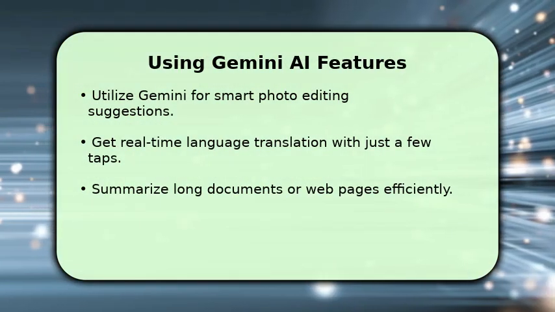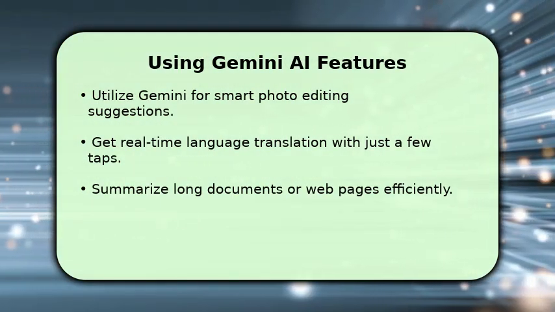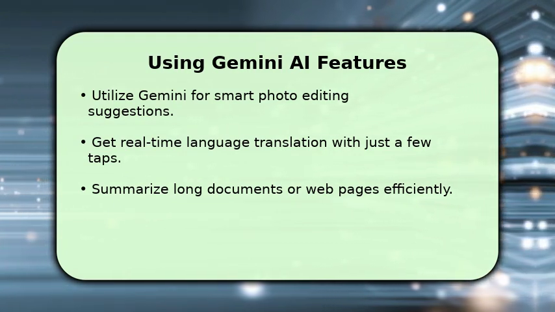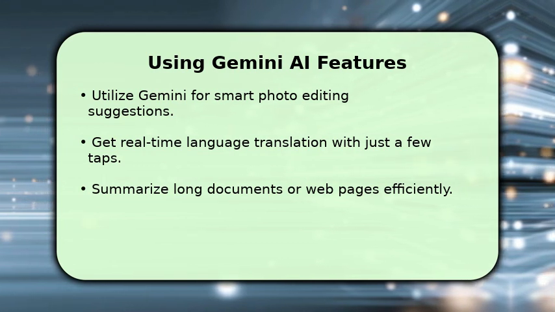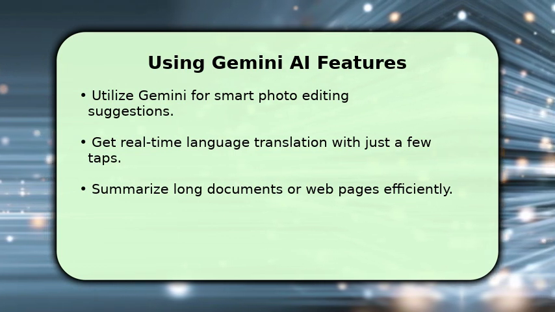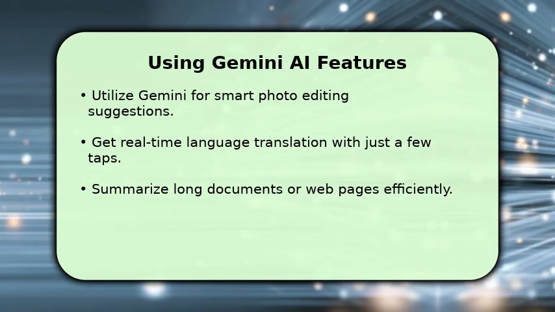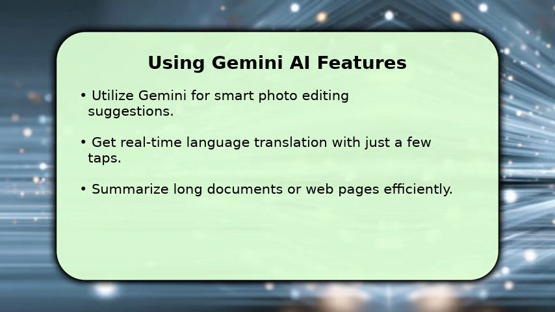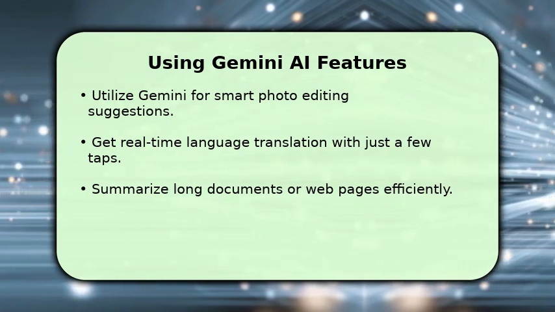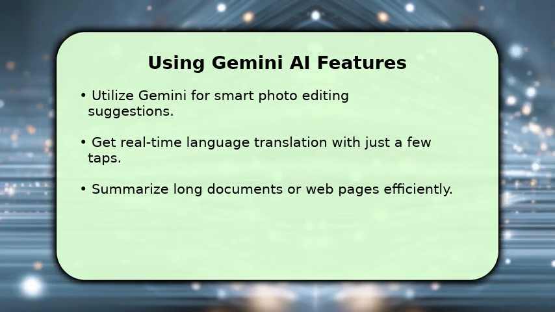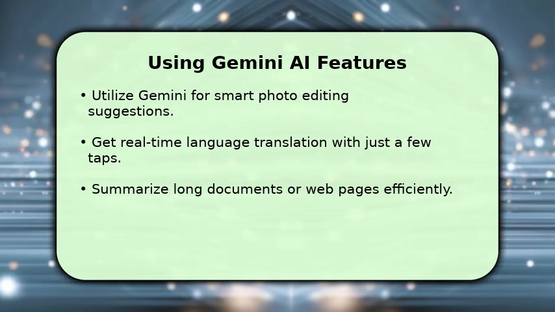Once activated, Gemini AI offers a range of helpful features. For instance, you can use it for intelligent photo enhancements, receiving suggestions to improve your pictures. It also provides real-time language translation, making communication across different languages much easier. Furthermore, Gemini can quickly summarize lengthy articles or documents, saving you valuable time. Explore these tools to streamline your daily digital interactions.